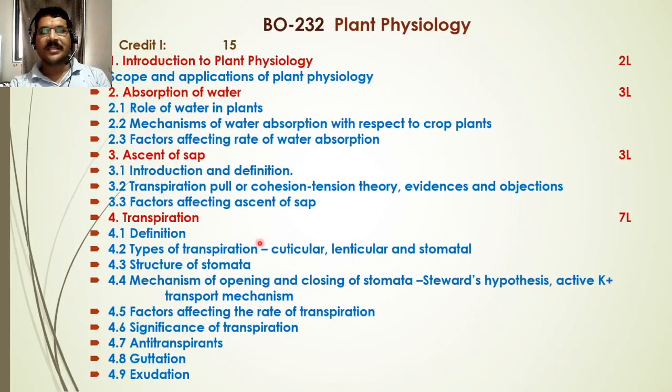Now this is the second paper, which also contains 2 credits. This is the first credit, and the topics involved in it are introduction to plant physiology, absorption of water, ascent of sap, transpiration. So for the third semester, this is the second theory paper, which also involves 2 credits, and these are the topics involved in the first credit.